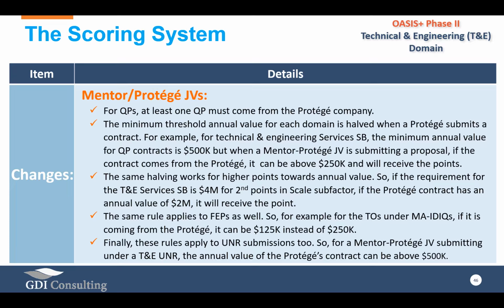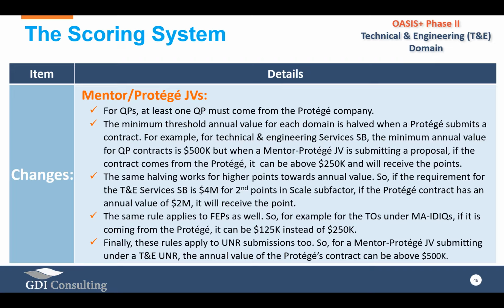But the good thing is that the minimum threshold annual value for each domain is halved when the protege submits a contract. So for example, for the technical and engineering, if the contract is coming from the protege, the minimum annual value doesn't have to be 500K, it can be 250K and above. So half of the 500K, that is the requirement. The same rule applies for the FEP contracts too. So the value is 125,000 instead of 250,000 if it's coming from the protege.